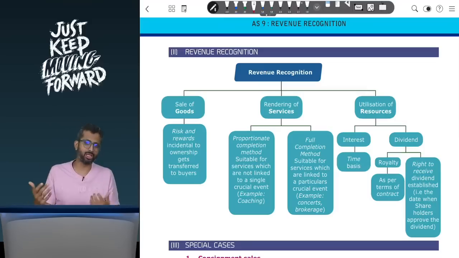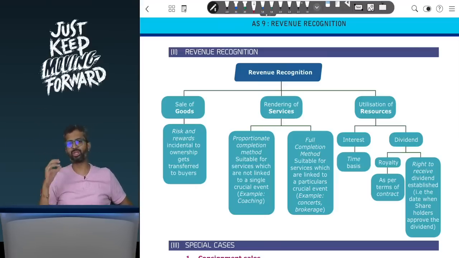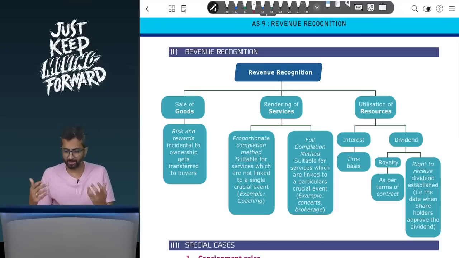Lastly, if there is royalty income based on the agreement, like if I am Domino's and have given a license to Jubilant Foodworks to use the Domino's name as a franchise in India, and Jubilant pays 10% of whatever sales to me as royalty, I will recognize the royalty income as and when it is accrued. So these are the general principles on revenue recognition.